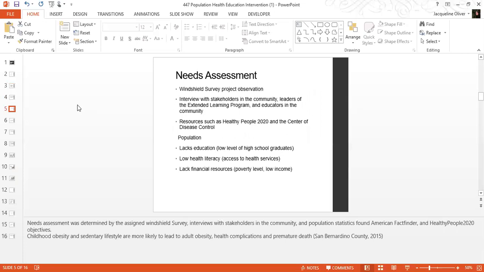My needs assessment was done by the windshield survey, where I went out into the community and did observation of the community, spoke to community stakeholders, and also did research using resources of the Healthy People 2020 and the Centers for Disease Control. I also found information that the population has low-level high school graduates, low health literacy, and lacks financial resources, as evidenced by the poverty level and the low-income families.